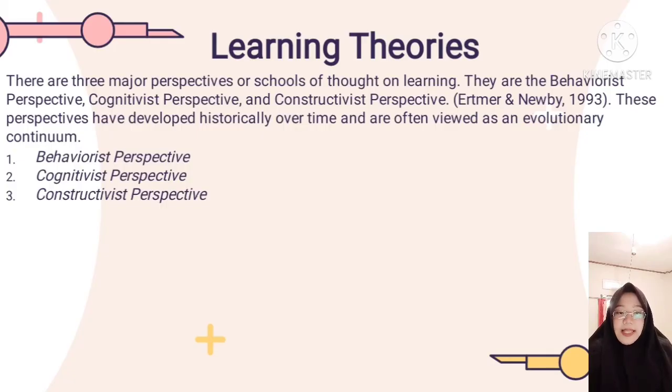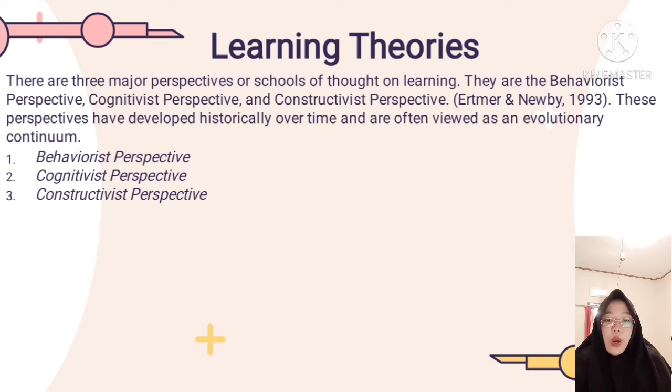The next slide is about learning theories. There are 3 major perspectives or schools of thought in learning. They are the behaviorist perspective, cognitive perspective, and constructivist perspective. And Ertmer and Newby in 1993 said these perspectives have developed historically over time and are often viewed as an evolutionary continuum.